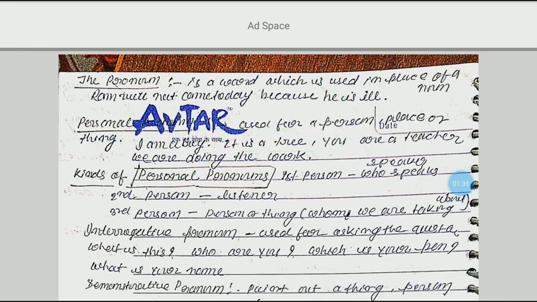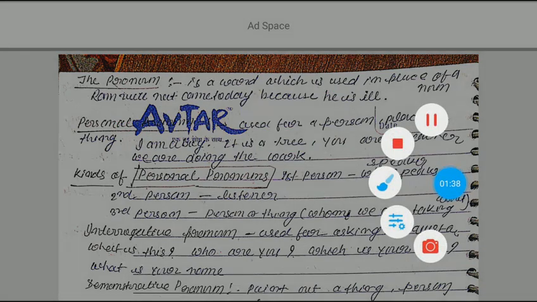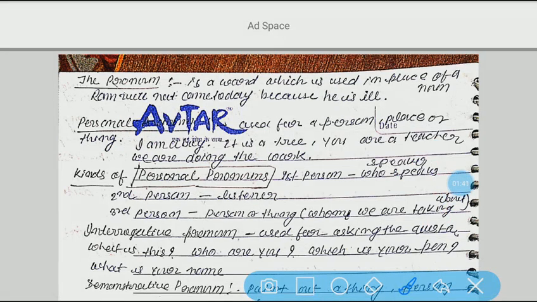You. Now, there are three kinds of personal pronoun: first person, second person and third person. Alright, now we shall understand the meaning of first person. First person means a person who speaks. Second person is the person who listens, that is, the listeners.